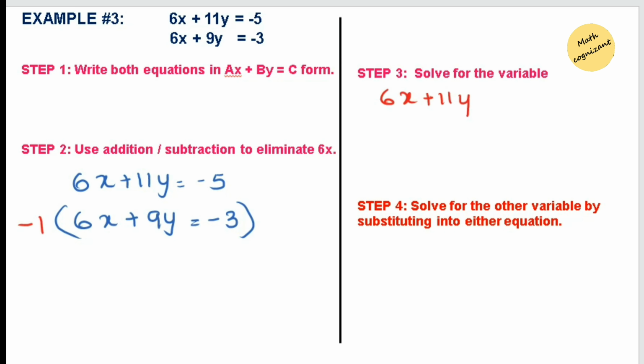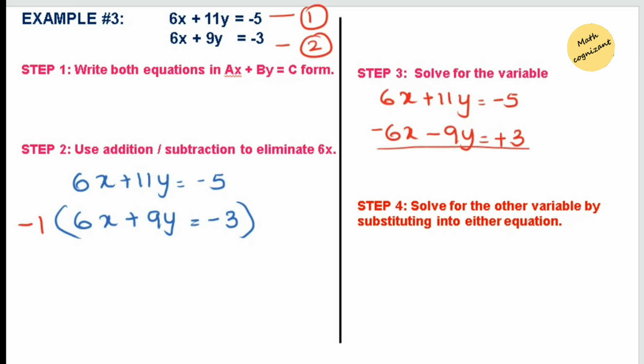Let me write down the first equation as it is. And the second equation, when it is multiplied by negative 1, becomes negative 6x. Positive times negative gives us negative 9y. Then negative times negative is positive, and it's going to be positive 3. Now cancel out positive 6x and negative 6x. 11y minus 9y equals 2y, and negative 5 plus 3 equals negative 2. Now it's a multiplication equation, so we need to divide by coefficient 2. Then y equals negative 1.